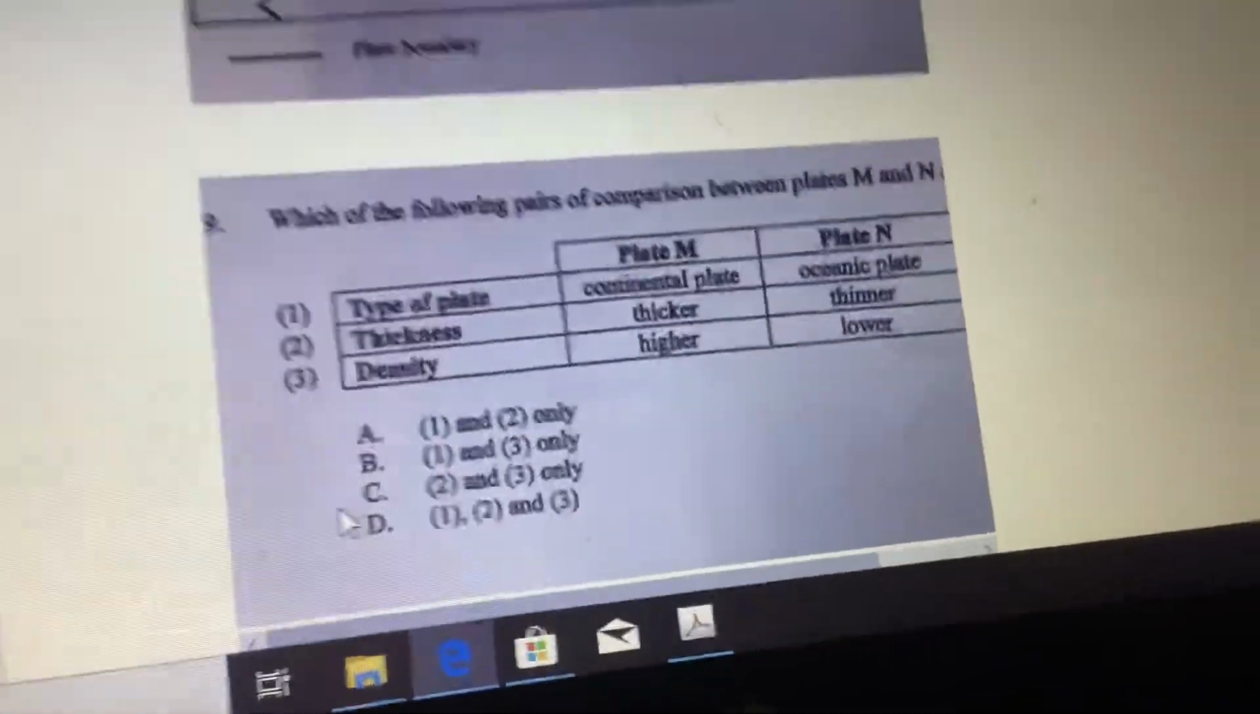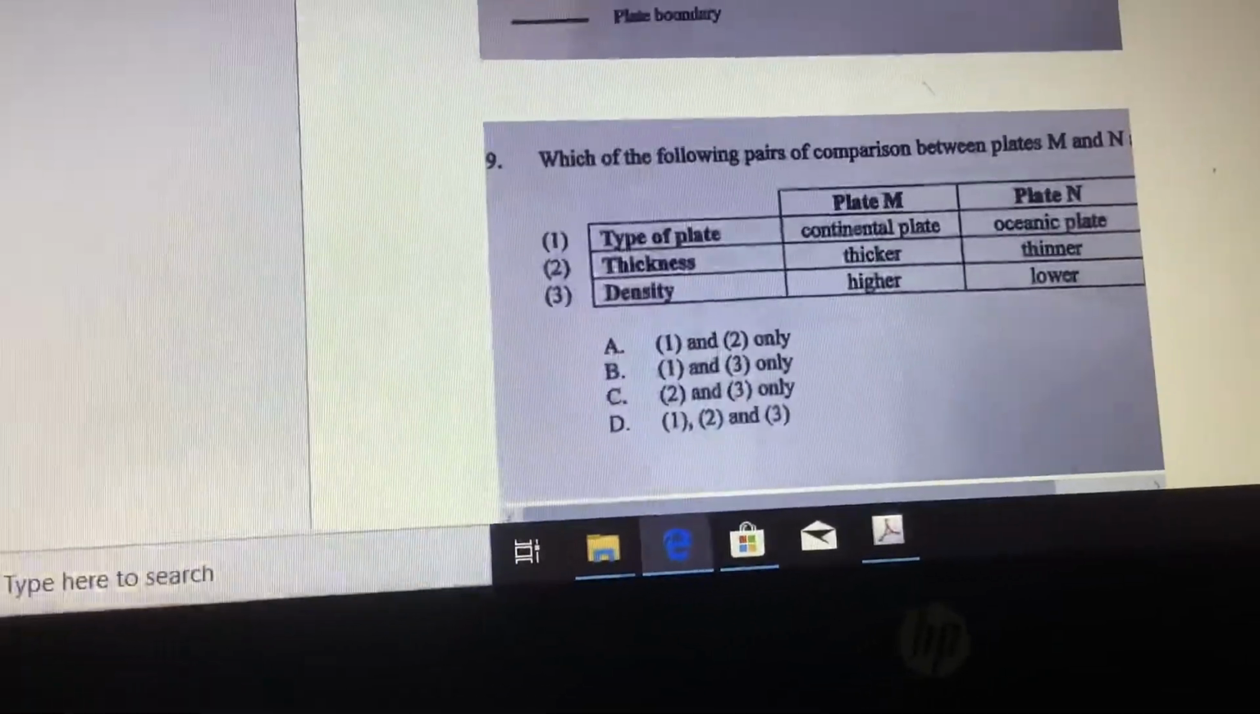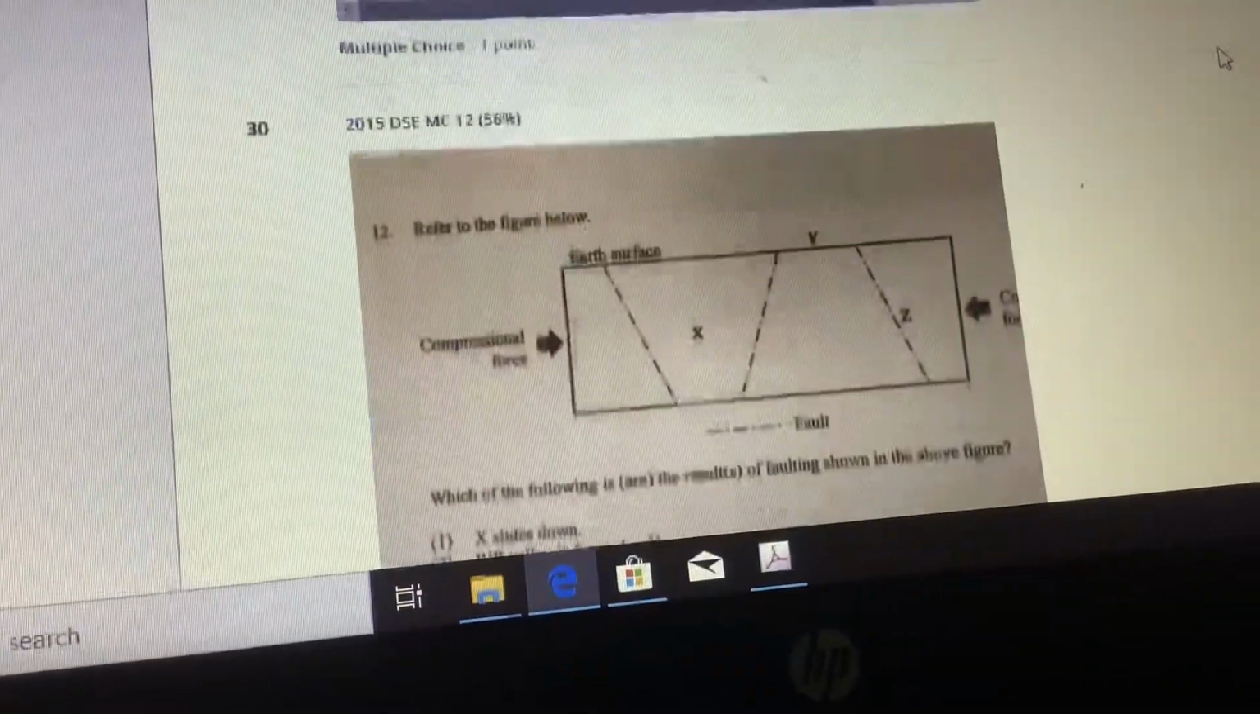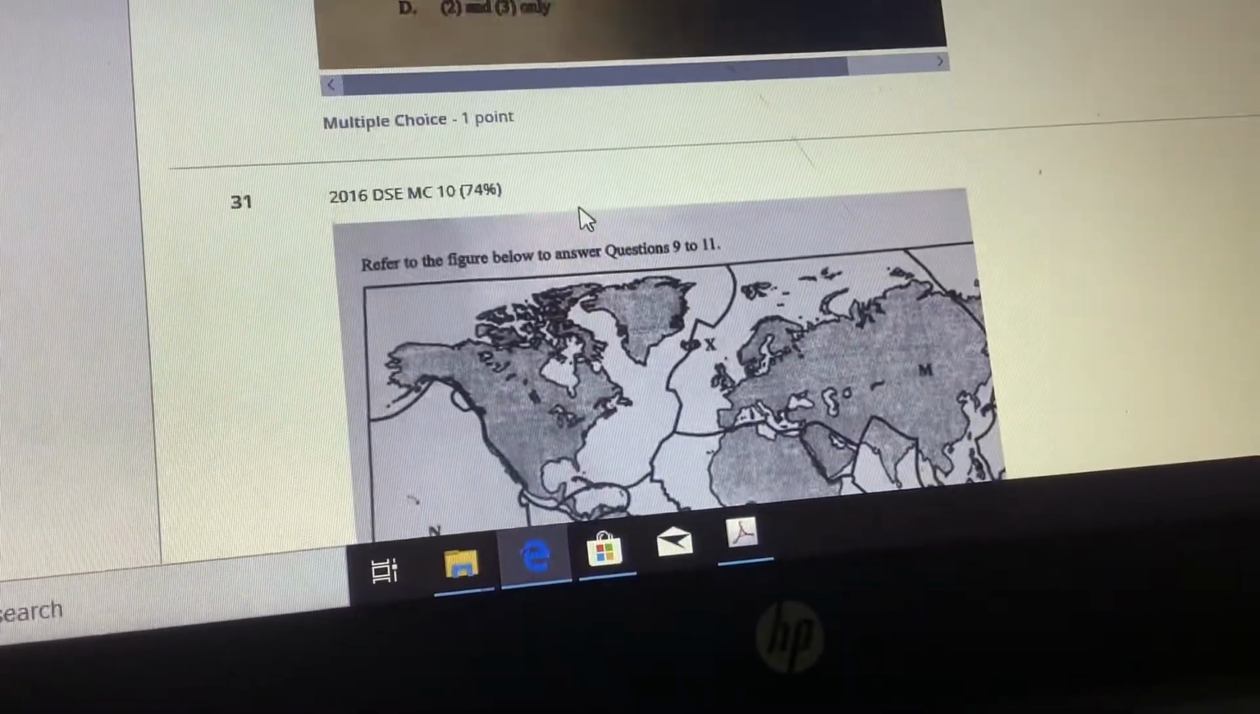Sorry for the shaking. My back is not feeling good. Sorry. Okay, let's continue. And then this one, page 31.